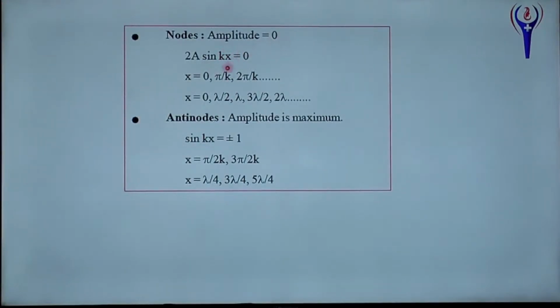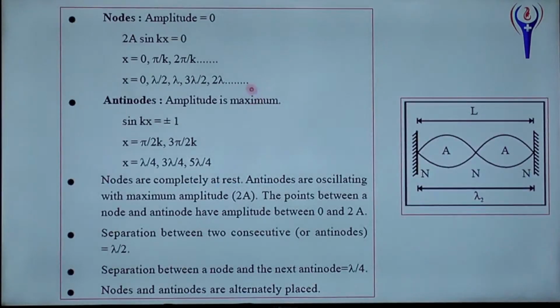For nodes, amplitude equal to 0, then 2a sin kx equal to 0. How are we getting that? x equal to 0, pi by k, like that. Therefore, x equal to 0, lambda by 2, like that. For antinodes, x equal to lambda by 4, 3 lambda by 4, 5 lambda by 4. X is the position of the nodes and antinodes. And nodes are completely at rest.